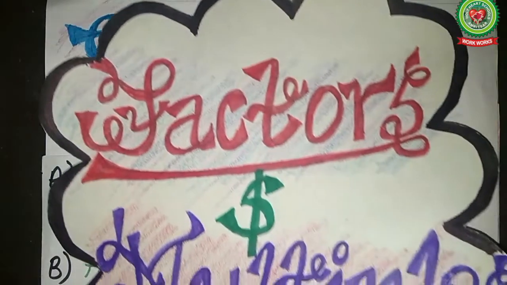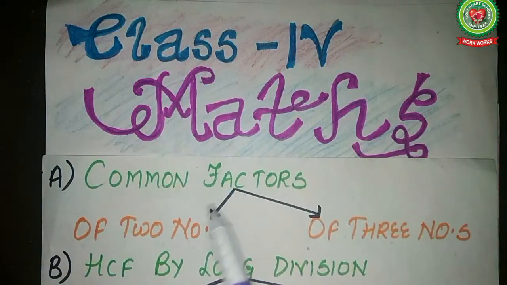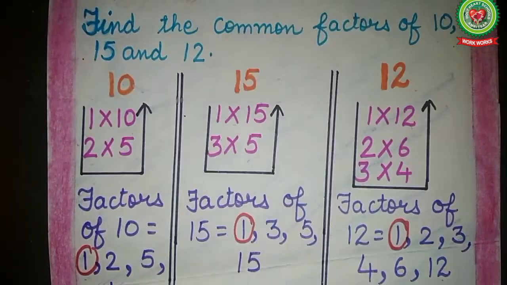Students, in the factors and multiples chapter, you have already done how to find common factors of two numbers. Today, I will discuss with you how to find common factors of three numbers. Students, this method is the same as finding common factors of two numbers. The only difference is this: in place of two numbers, there will be three numbers. To understand this topic, let's take some examples.